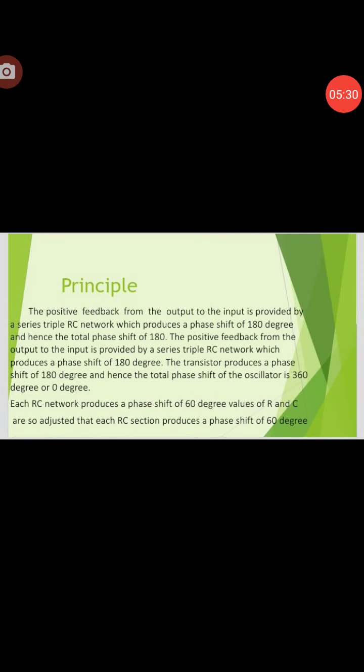This satisfies the Barkhausen conditions. Every oscillator should obey the Barkhausen conditions to sustain oscillations. So the Barkhausen condition is |Aβ| equal to 1, that is unity.